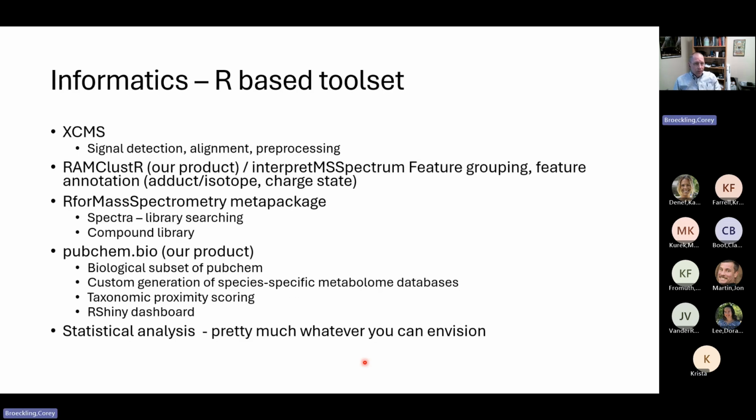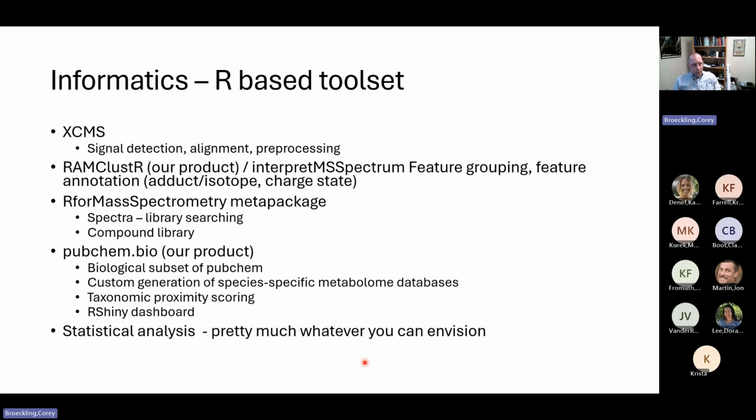I do want to highlight that we do have a lot of informatics experience in the group. So I personally work heavily in R. So our R-based workflow is very well developed. We have a lot of options, some of which we have standard workflows, some of which is easily adapted to other workflows. So if you have questions about what you could do, just reach out and I'm happy to discuss.